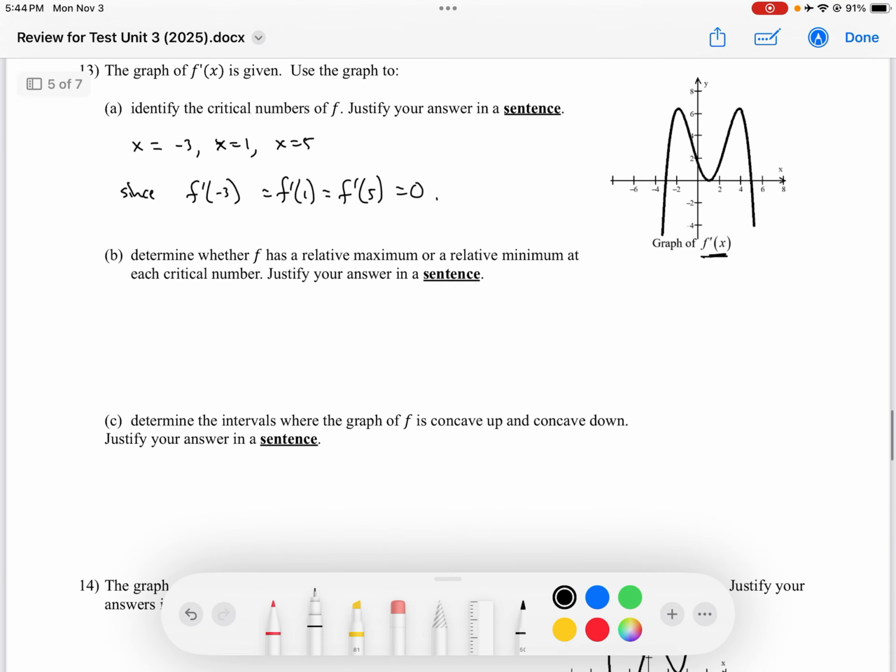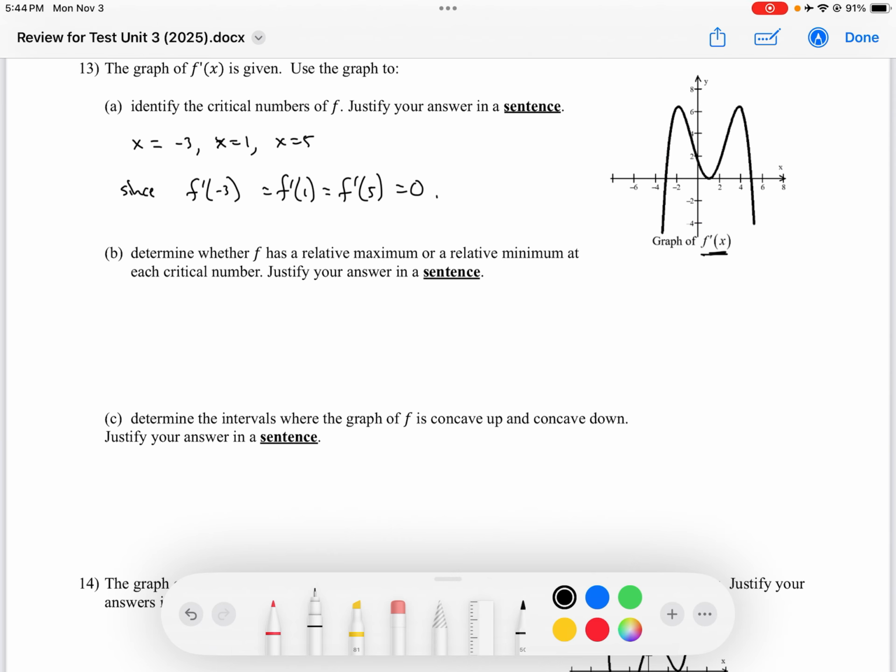Determine whether f is a relative max or relative min at each critical number. Okay. F has a relative minimum at x equals -3 since f prime changes from negative to positive. So therefore, f is going from decreasing to increasing. Great.